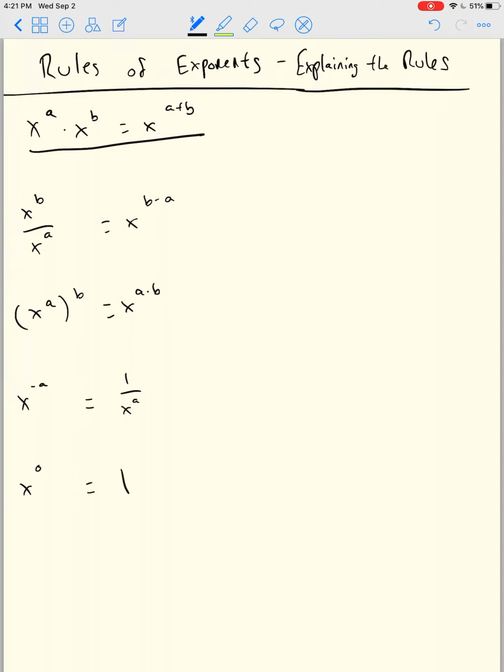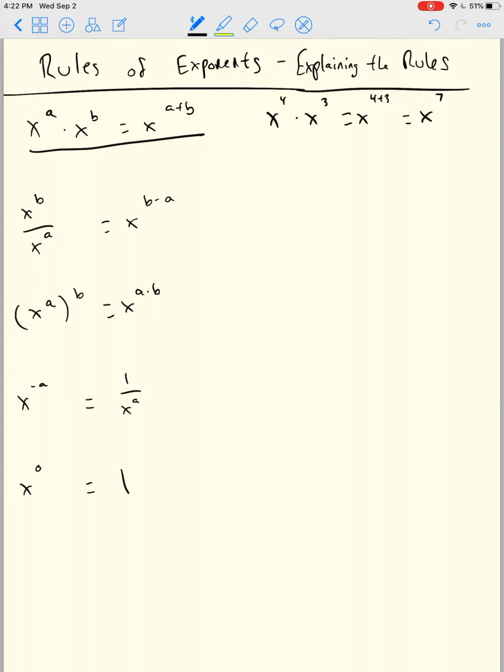So the first rule we have is the product rule. Product always is associated with two things that are multiplied together. So if we have x to the a times x to the b, we can add the exponents, x to the a plus b. For example, if we have x to the fourth times x to the third, that's the same as x to the 4 plus 3, so that's x to the 7th.